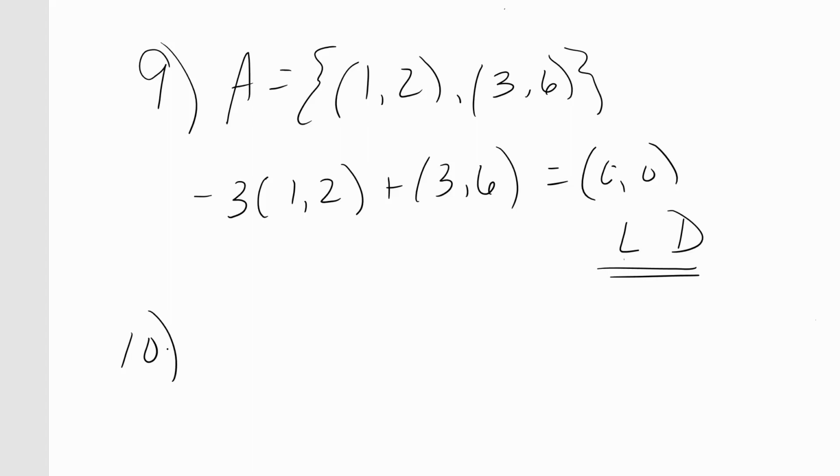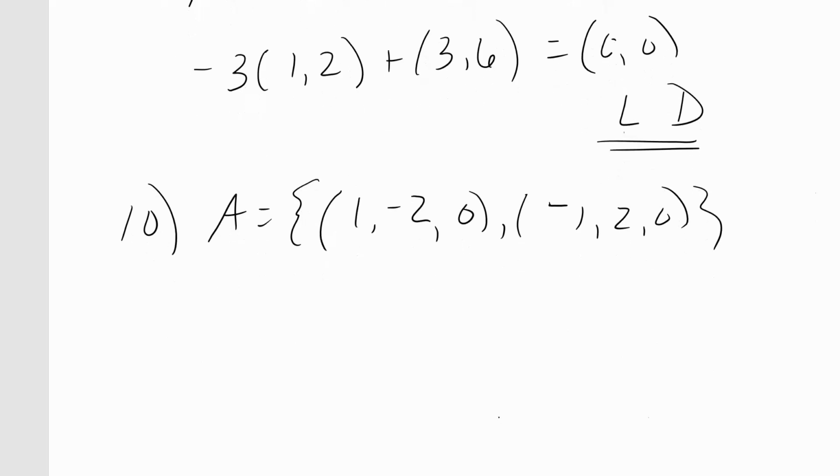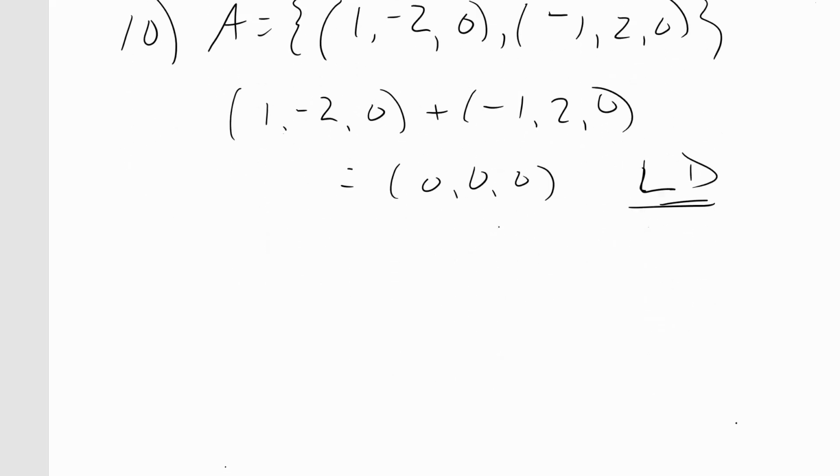Number 10 says A is the set containing the ordered triples (1, -2, 0) and (-1, 2, 0). So would this set be linearly dependent or linearly independent? Hopefully you can see that if I just add the two of them together, (1, -2, 0) plus (-1, 2, 0), I get out (0, 0, 0). That is something other than 0 times the first and 0 times the second, which is what we call the trivial solution. It is linearly dependent.